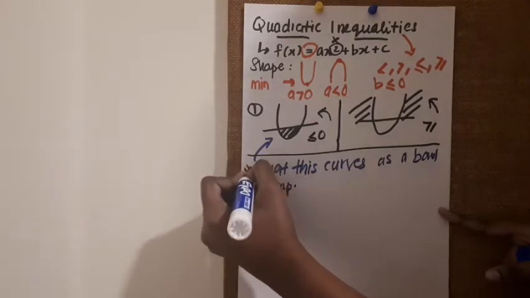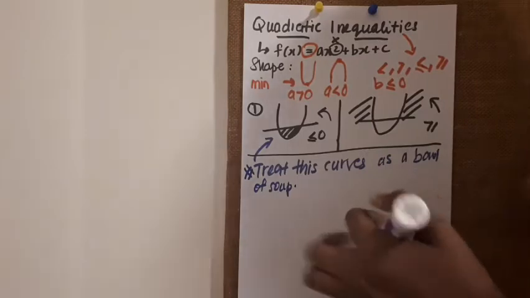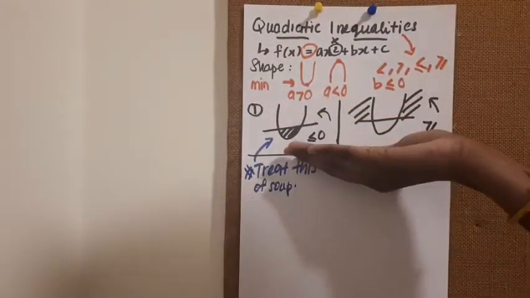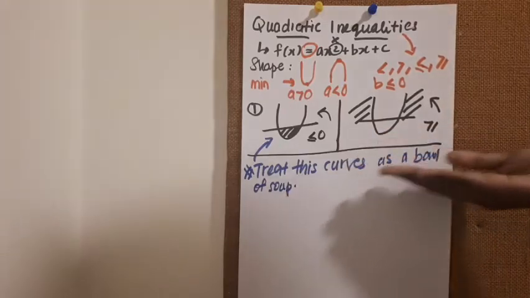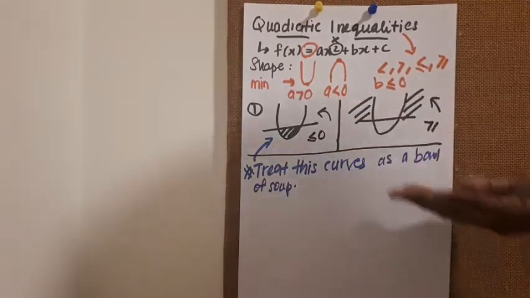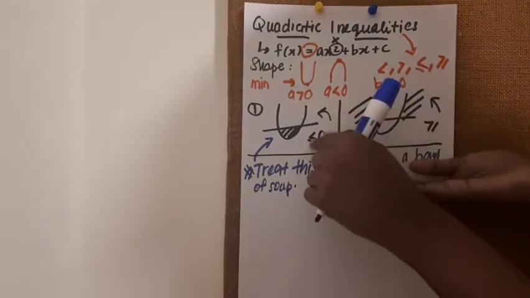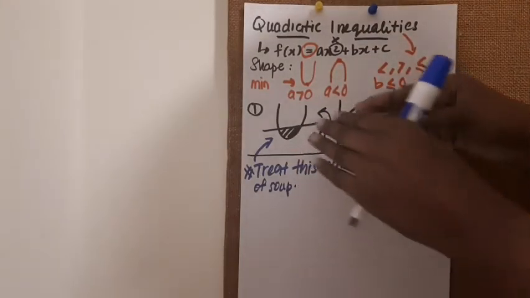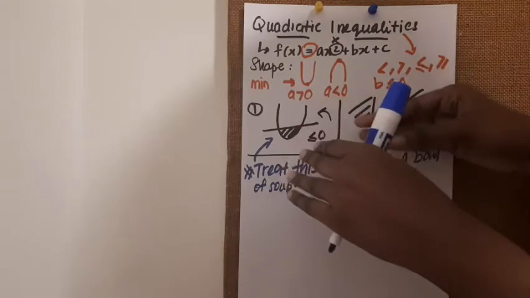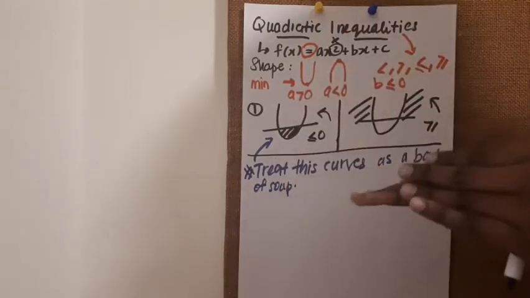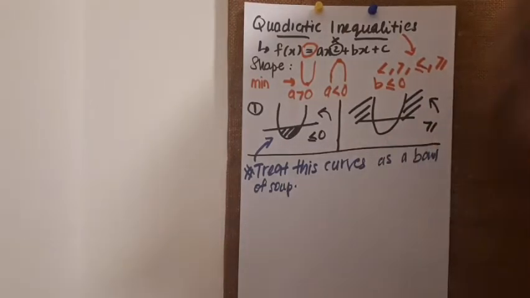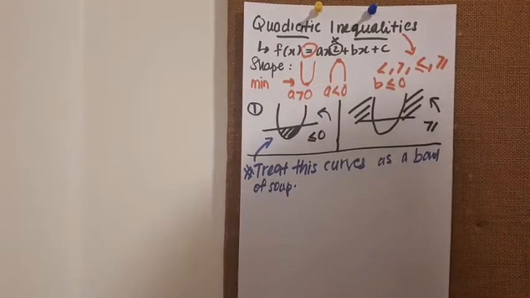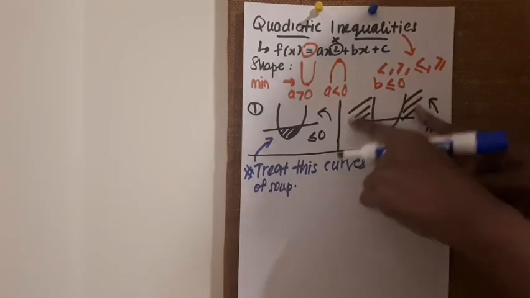Okay, this is a hint or tip. If you have a look, it does look like a bowl, right? Just treat these curves as a bowl of soup. When the soup is less than or equal, the soup remains in the bowl. When the soup is greater than or equal, which means it already overflows, the soup comes out from the bowl.